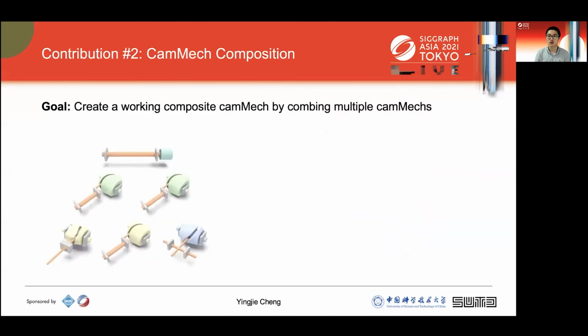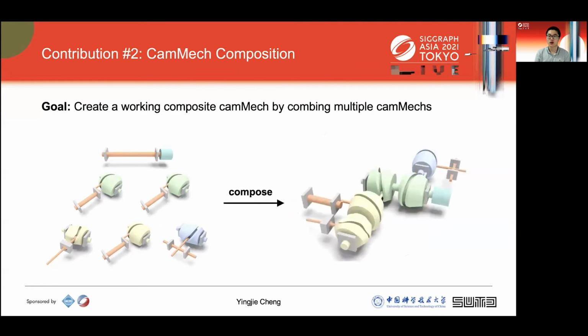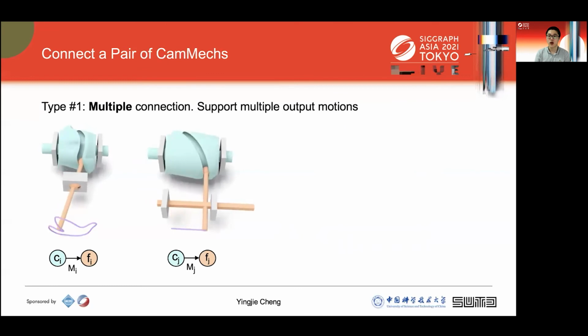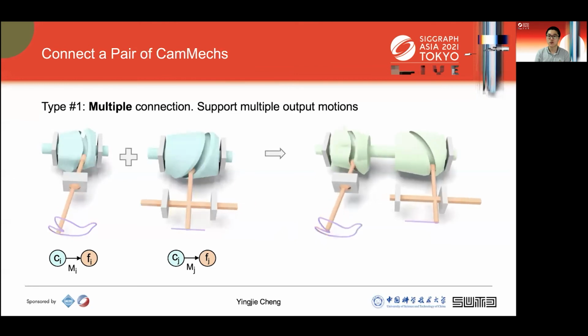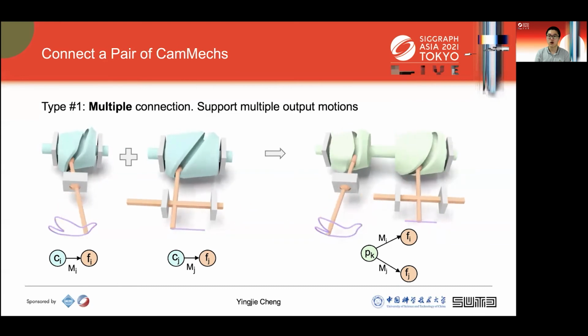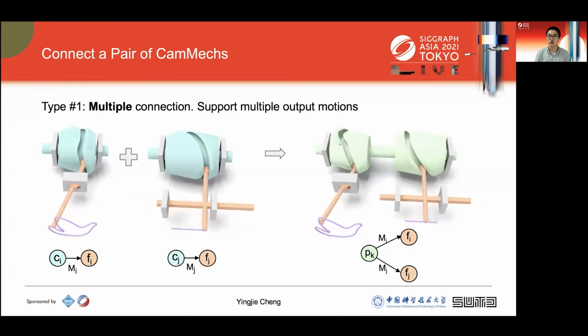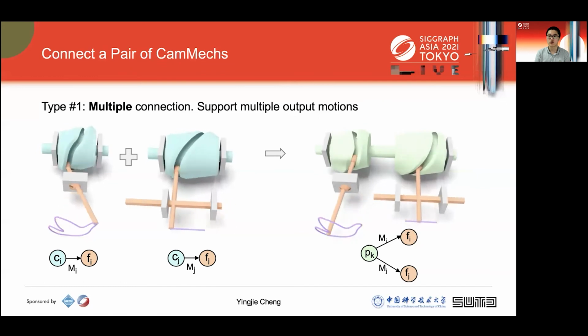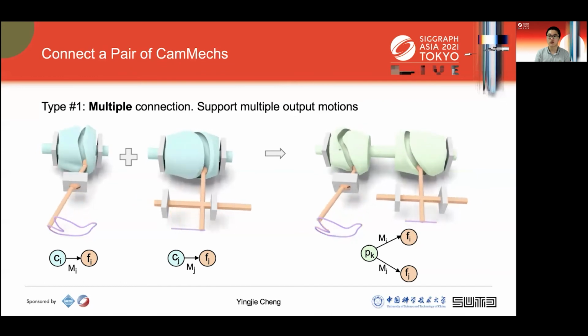Our second contribution is to create a working composite CamMech by combining multiple CamMechs. We have 2 ways to connect a pair of CamMech. Type 1 is called multiple connection, which supports multiple output motions. In this example, connected CamMechs can output a dog and a line. We use the blue circle for the cam and the yellow circle for the followers. The arrows are the motion transfer function. So in multiple connections, 1 parent node connects with 2 children nodes.